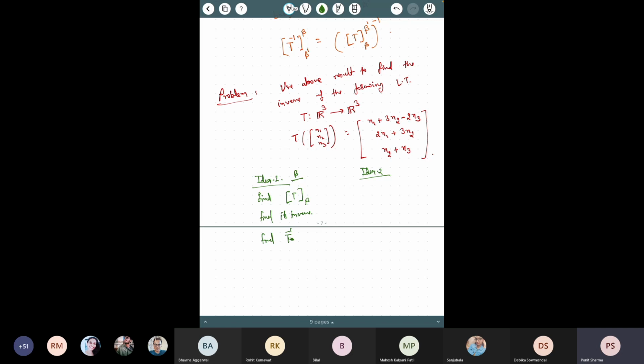The second idea is that without using the matrix representation, from the map itself, as you do in general, you try to define a function from the codomain to the domain and see if it serves as an inverse. This is by using the definition of T inverse. So these two ways you can use to find the inverse.